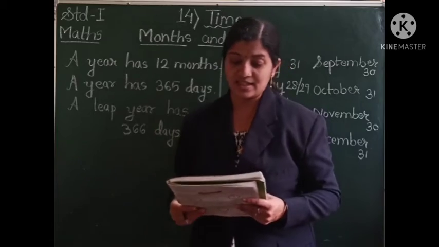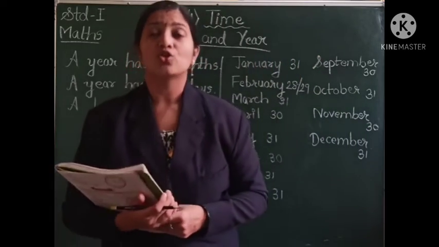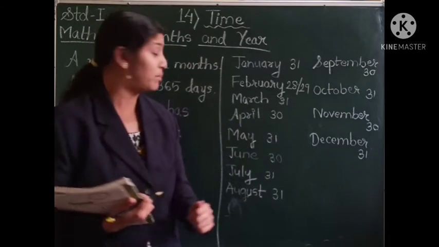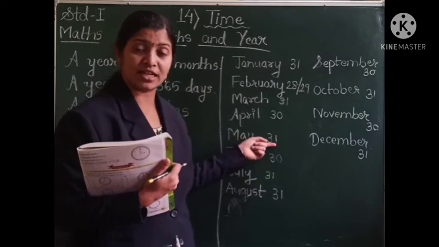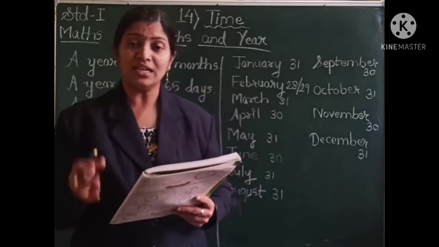The second question is, May has dash days. So they are asking how many days are there in the month of May. You can see here the month of May is having 31 days. So you will write the answer, May has 31 days.